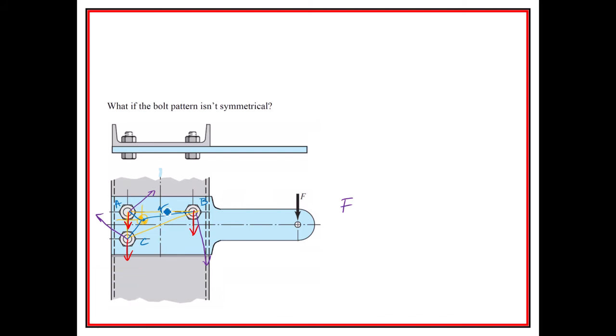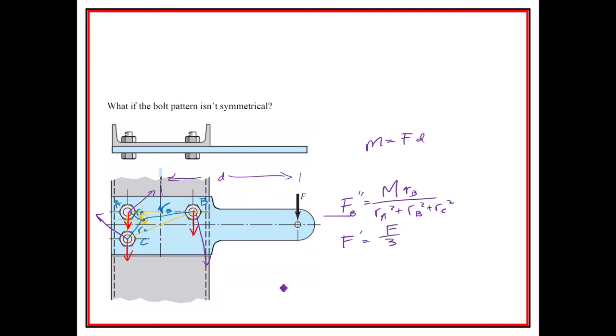This RB right here, and here's RC, and here's RA, that we would have FB, let's say, is going to be equal to M, which is going to be equal to F times D there. We would have M times RB divided by RA squared plus RB squared plus RC squared. And then, of course, that's double prime. And the F prime is just going to be F divided by 3 in this case. And we would add all those up, and we would be able to find what FB is going to be.